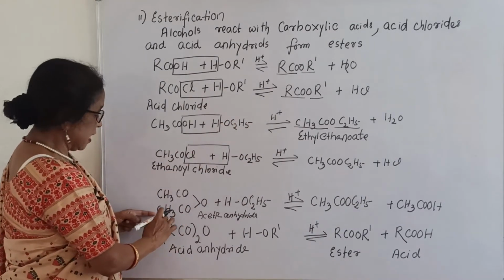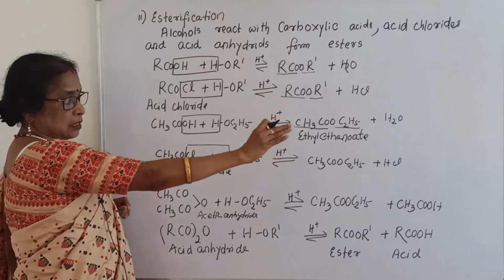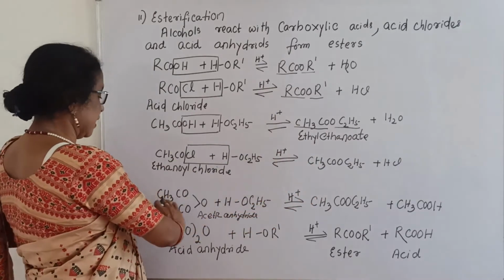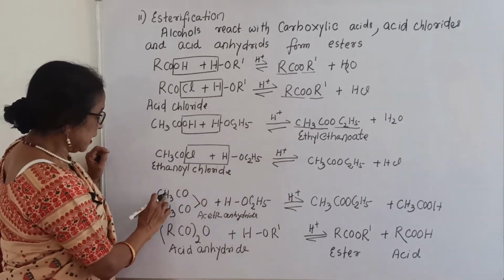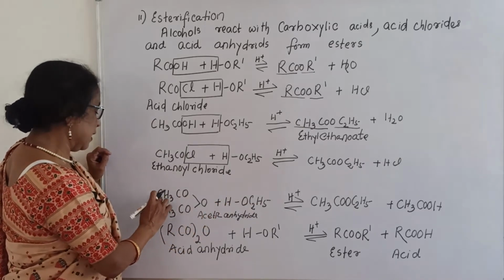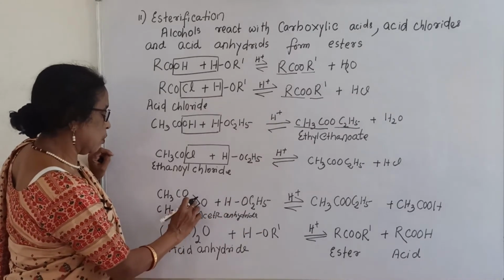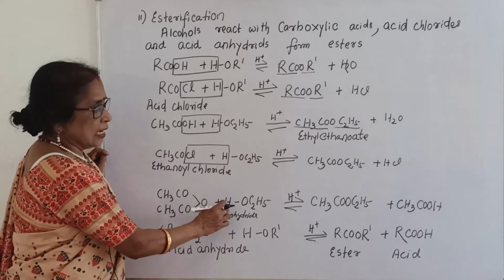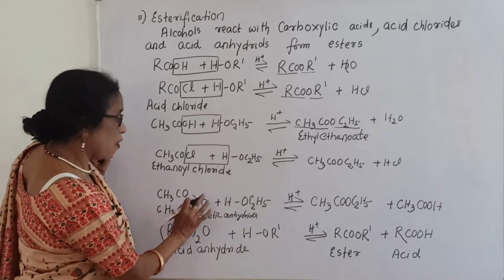CH3COOH. CH3COOH. That means here on one side acid, acetic acid, and on the other side ethyl ethanoate. Again you see CH3COOC2H5, CH3COOC2H5, CH3COOH. It is very easy. Only remember how it forms ester and how it will form acid.